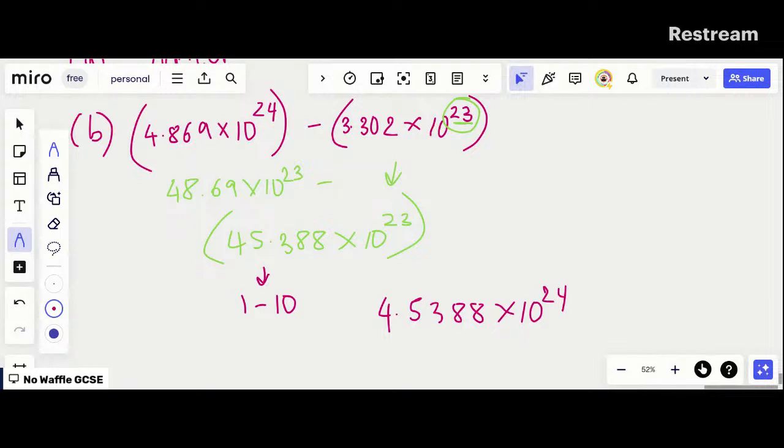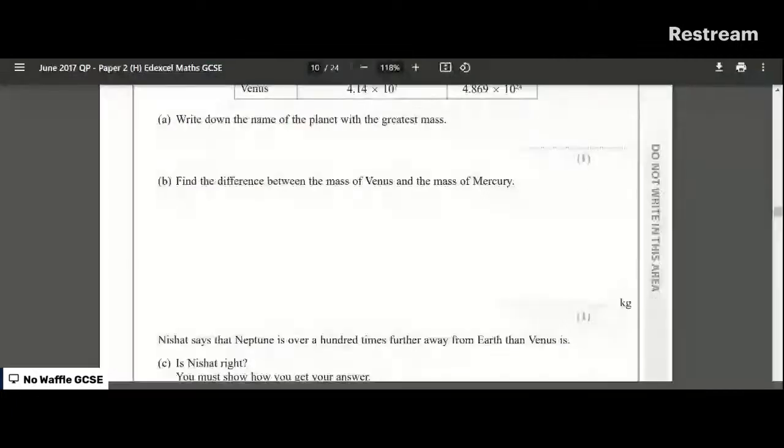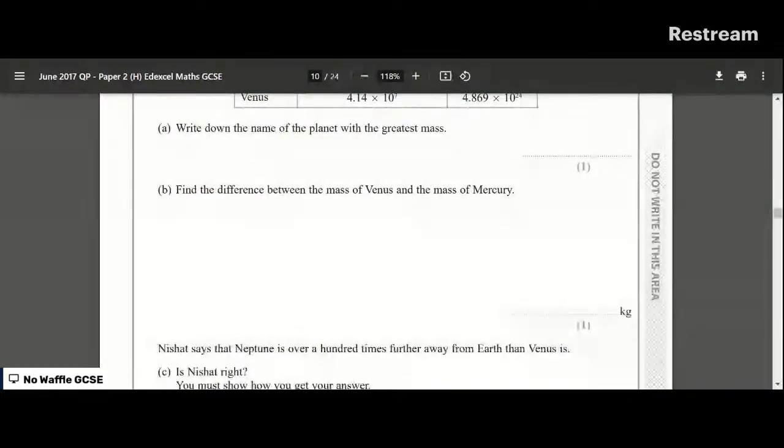Yes, you can just use a calculator because it's just 1 mark. But that's a good point. If it was multiple marks, you need to show your working.